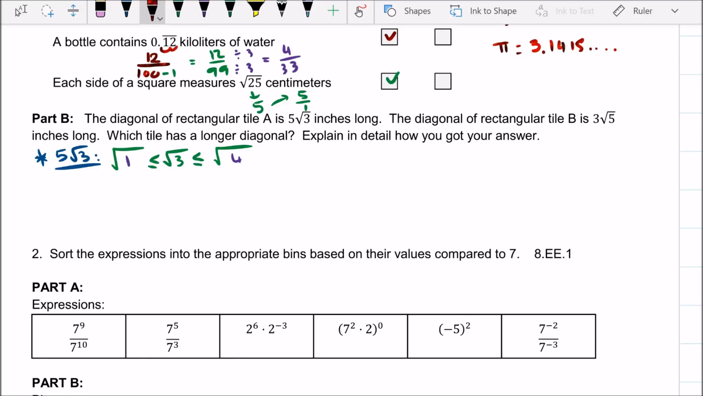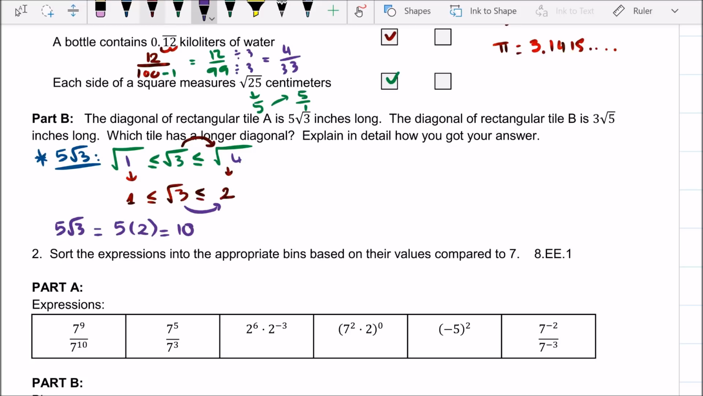Since square root of 3 is closer to square root of 4, the answer is 2; square root of 1, the answer is 1. So the estimate for square root of 3 will be 2. Then we will have 5 square root of 3. The estimation of square root of 3 is 2, then we can replace it with 2. That will be 10. So the estimate of 5 square root of 3 is 10.